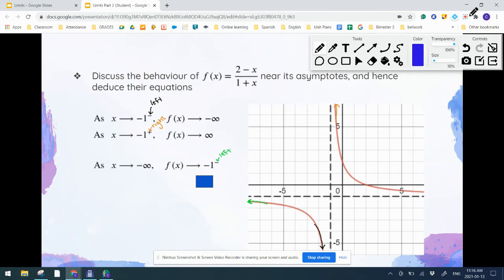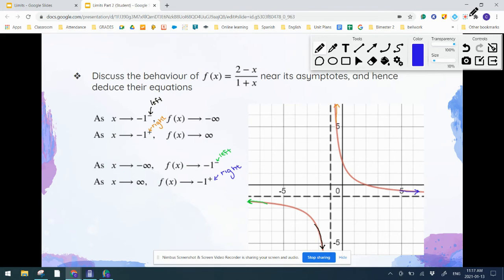As we move to the other side and make x go to positive infinity, looking over here, we can see that f of x is decreasing to -1, but from the right. So we're above -1 this time on the y. So this sign means right.